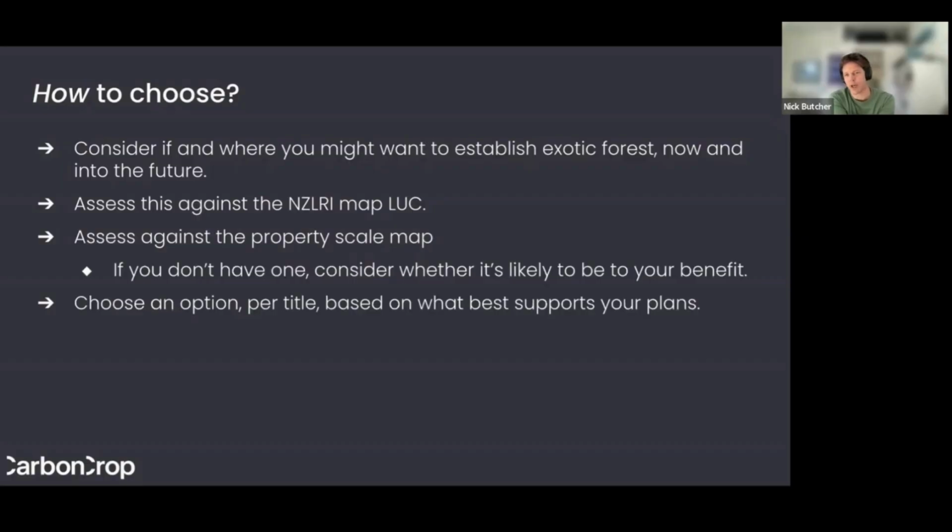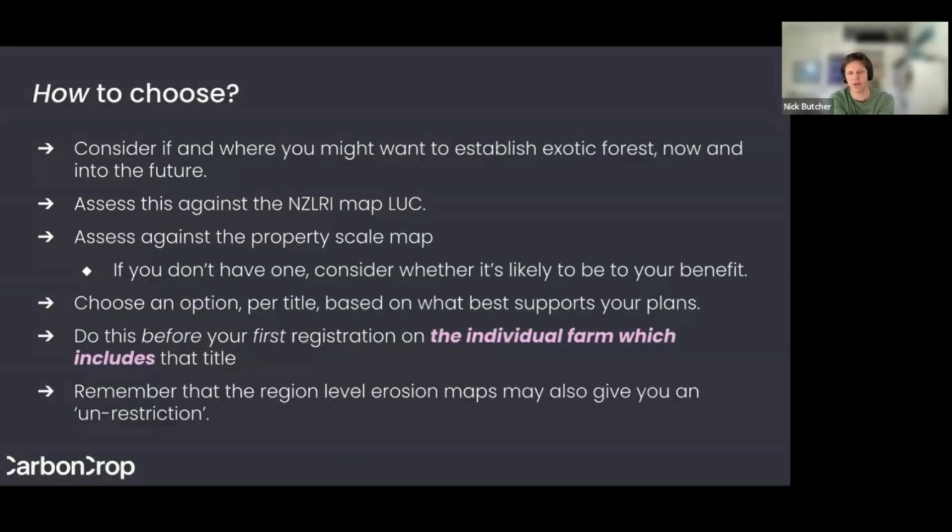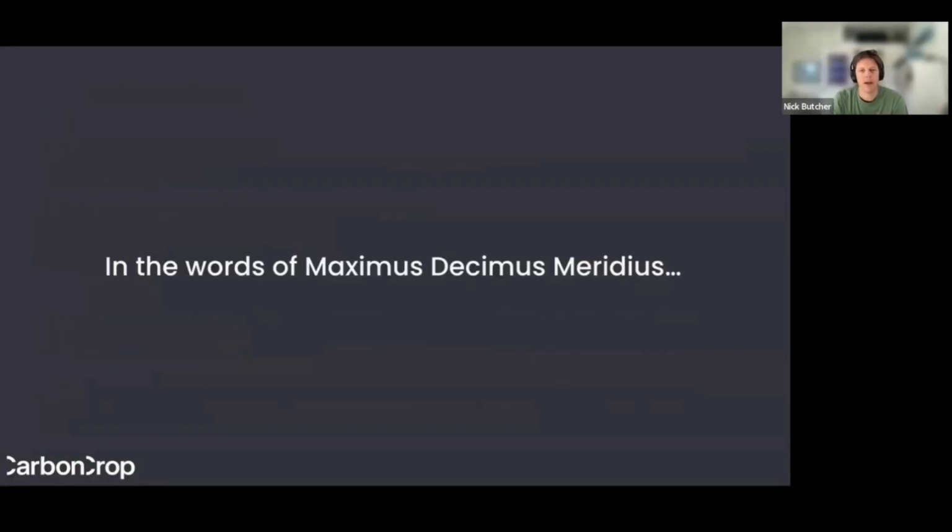Now choose an option per title, some caveats on the extent to which you can do it per title, but pick based on what best suits your plans given the constraints that exist, essentially. As I said, do this before your first registration on the individual farm, which includes that title. And remember that the region level erosion maps may also give you another path to unrestriction, essentially, and they're independent of the farm level LUC versus the region level LUC maps. And I'll show how that could work in a moment.